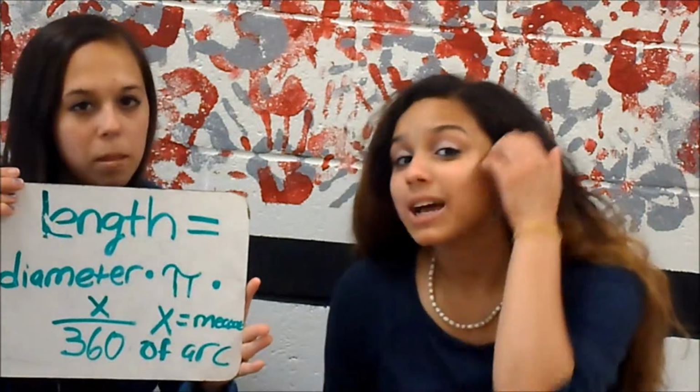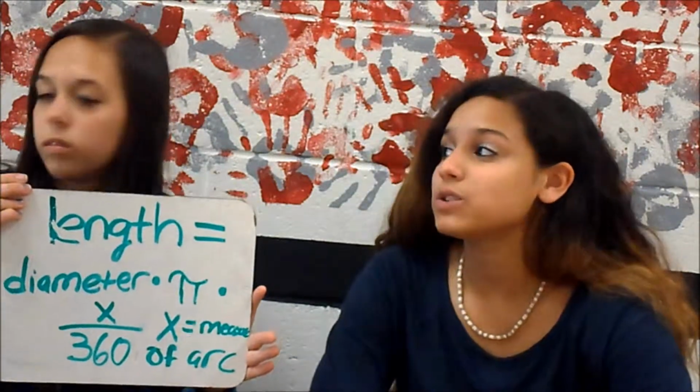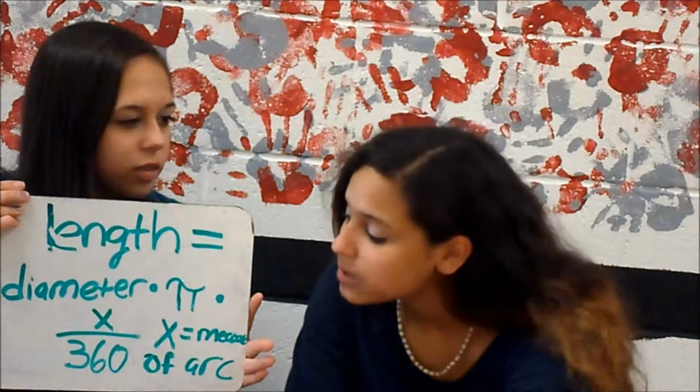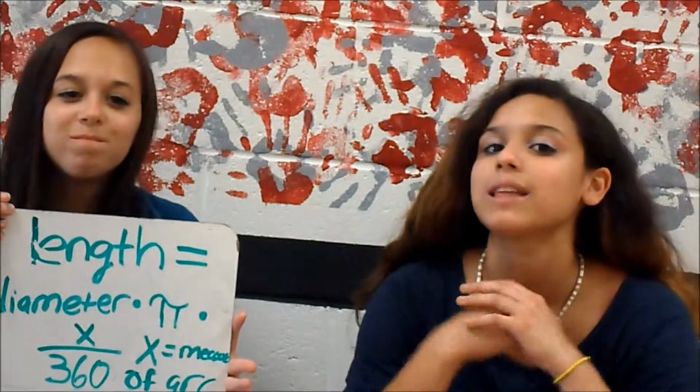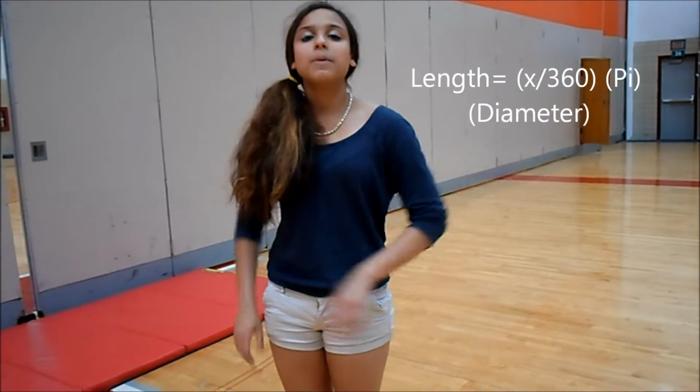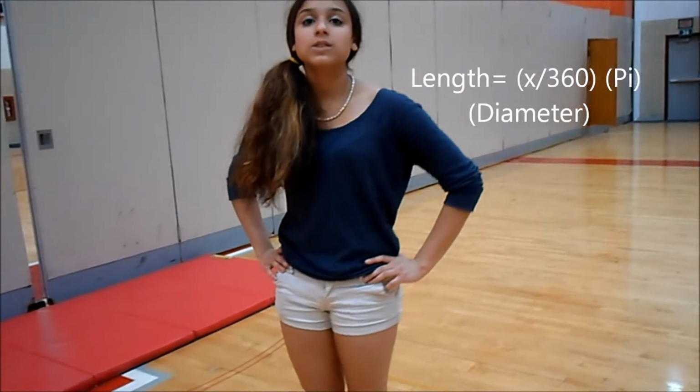That formula is length equals diameter times pi times x over 360 degrees. X equals the measure of the arc, so you have to measure the arc before you can find the length. So, as I said before, the formula is length equals diameter times pi times x over 360.